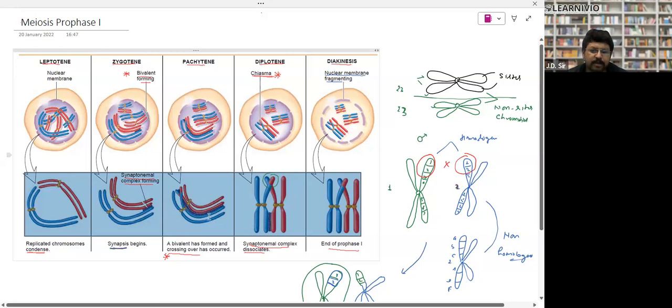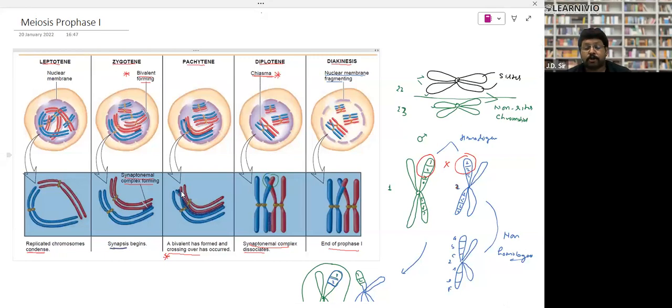Now, where the synaptonemal complex has formed, they have exchanged parts, or rather genes, with each other. Bivalent formation and crossing over take place. This exchanging of parts is called crossing over. Clear? The process of exchanging parts of each other is called crossing over. Clear?